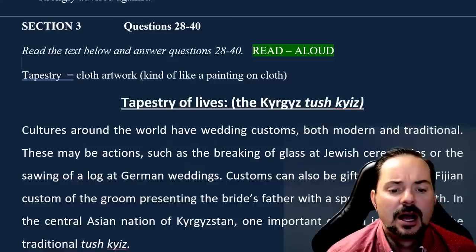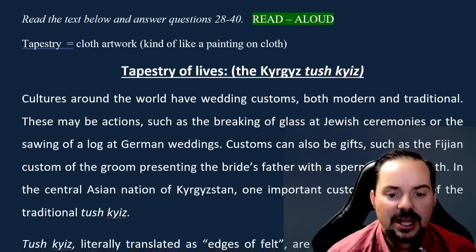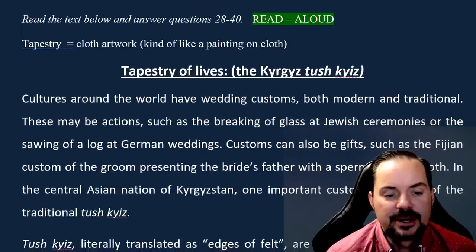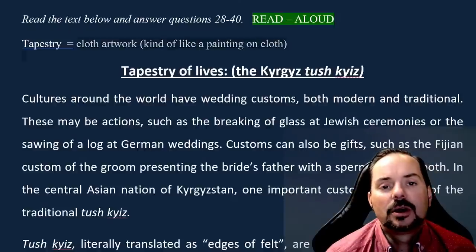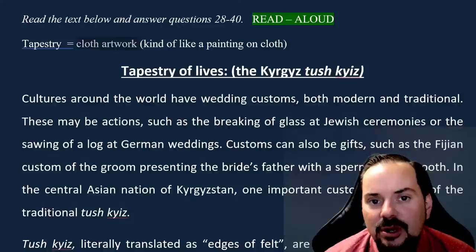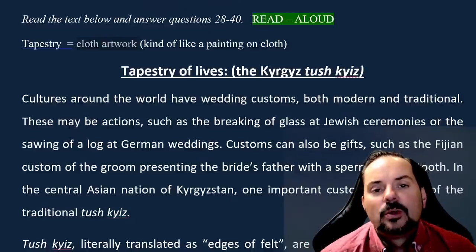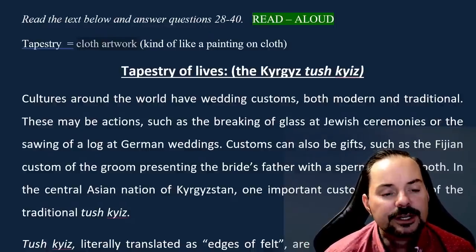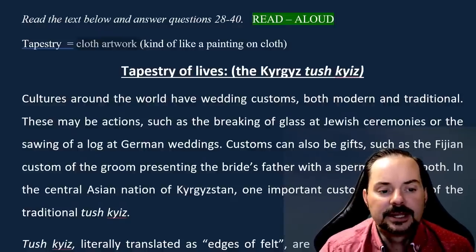Read aloud. Tapestry of Lives, the Kyrgyz Tushkids, okay? That I don't know, so I don't worry about it, right? Tapestry, well, what is tapestry? Tapestry is cloth artwork. So it's artwork that's made with a cloth. So instead of like a shirt with a logo that you're wearing, it's a big piece of cloth with art that you hang on your wall. It's traditionally stitched or woven, depicting images of kings, queens, dragons, and that's tapestry.